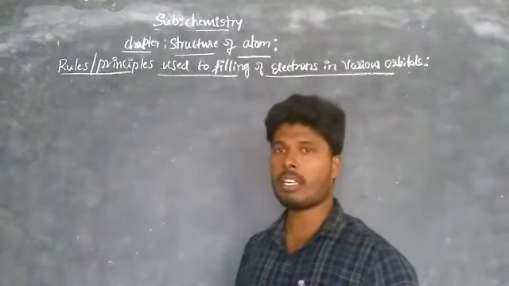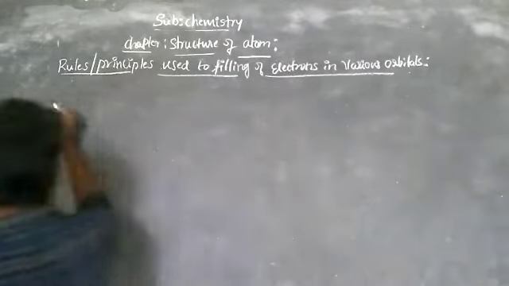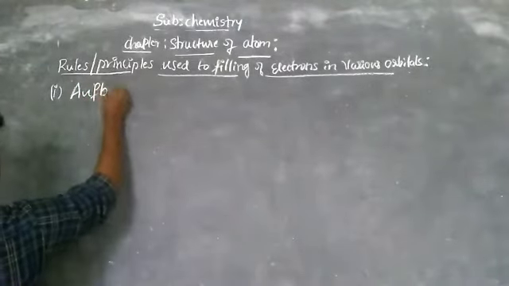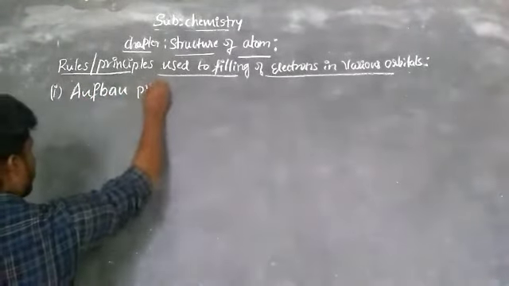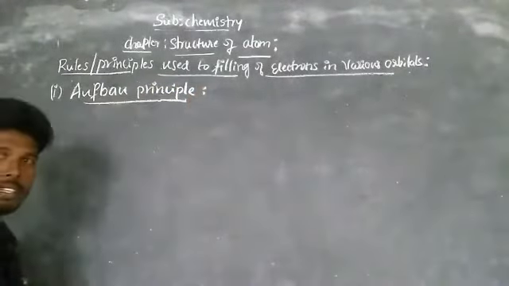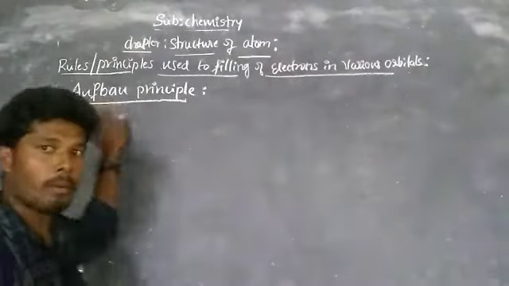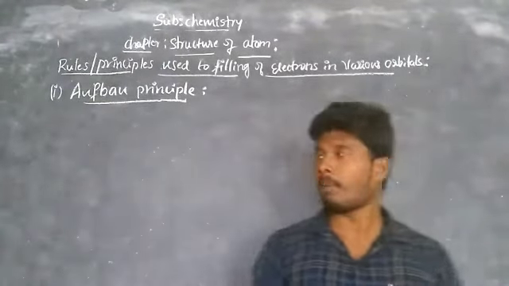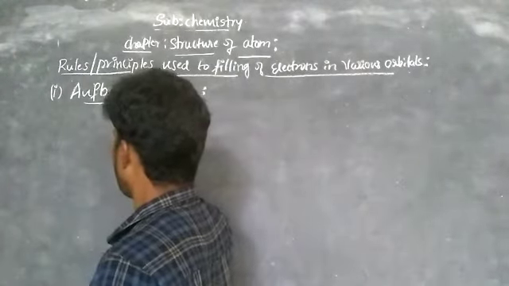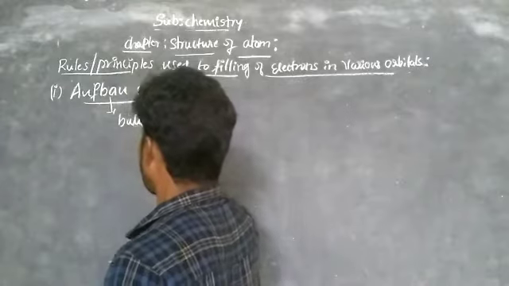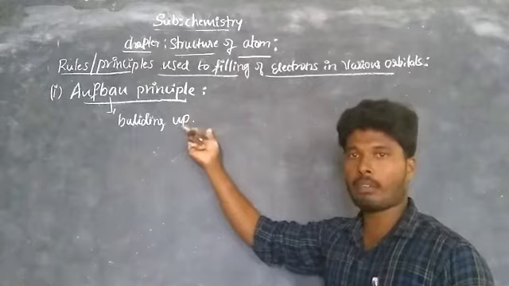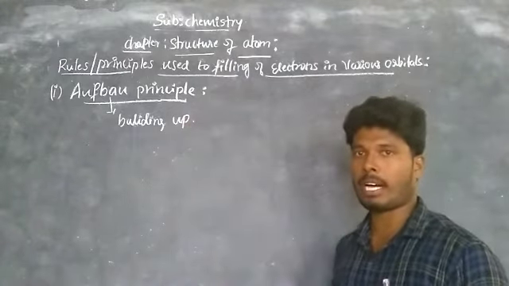The first one is the Aufbau principle. Here, Aufbau is a German word. It means building up. It is a German word, meaning building up. It means filling of electrons in various orbitals.